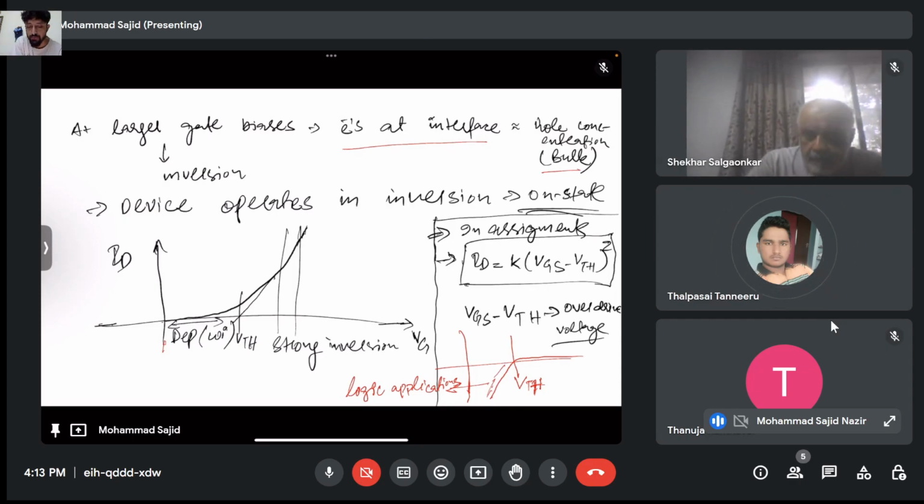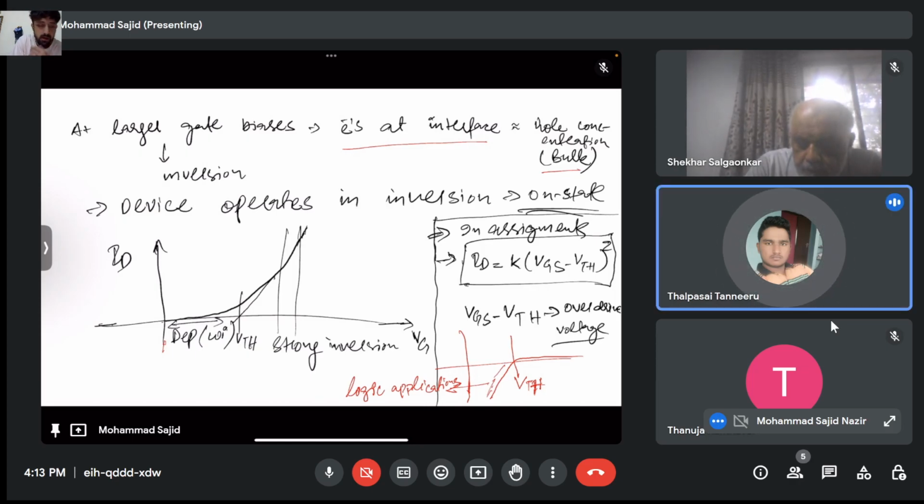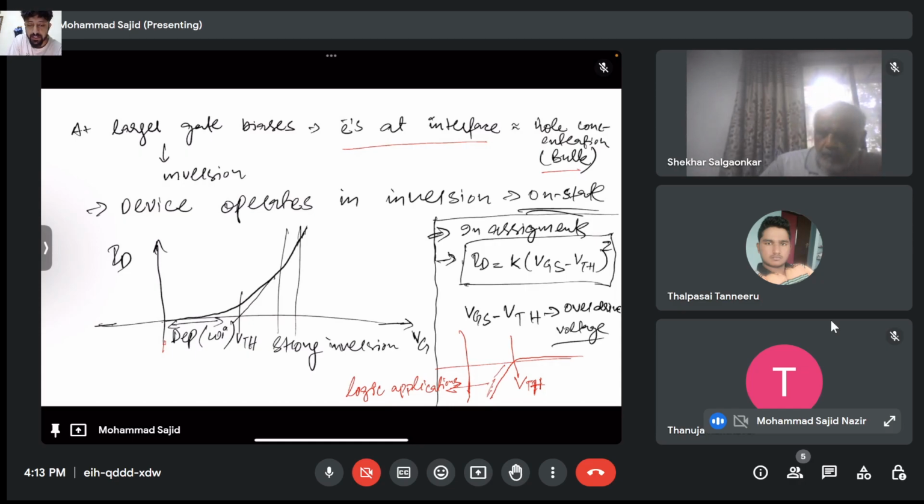You can tune your configuration. You can lower your VG, but keeping the device on, obviously, keeping the MOSFET in saturation. Yes, sir. You can reduce the VG. You can increase the VD. That will keep the device in saturation, and you can go on decreasing, but it should not affect your final goal.